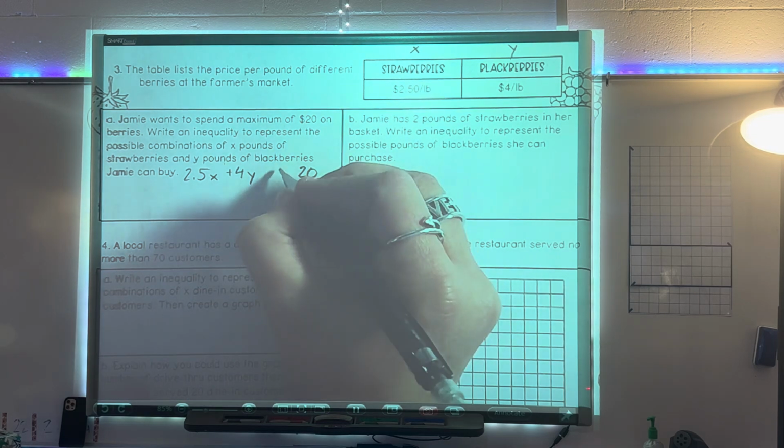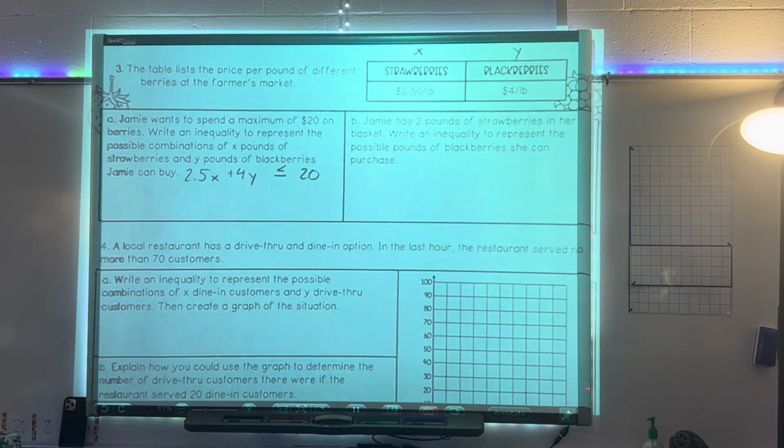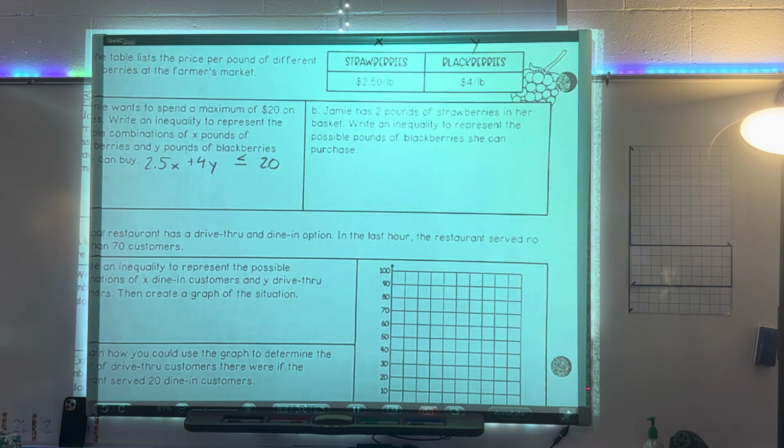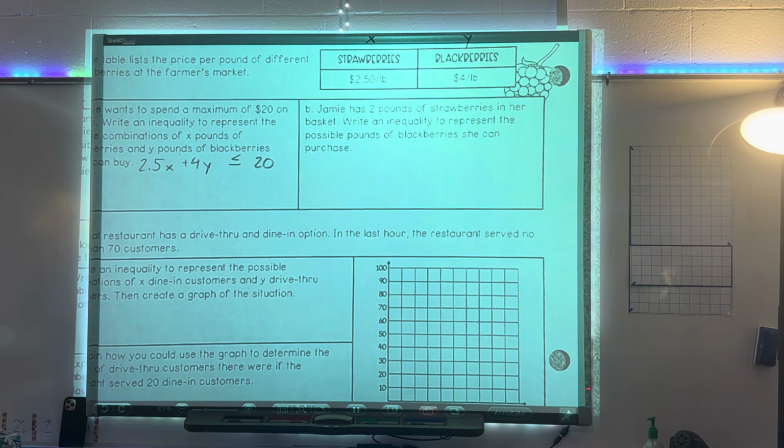Less than or equal to. It has to be less than or equal to because 20 is the most that I can possibly have. So 20 should be more than that, or exactly that. Does that make sense? Because if they bring it up and it's $21.50, I can't do that, because I only got $20, does that make sense? Okay. B, Jamie has 2 pounds of strawberries in her basket.